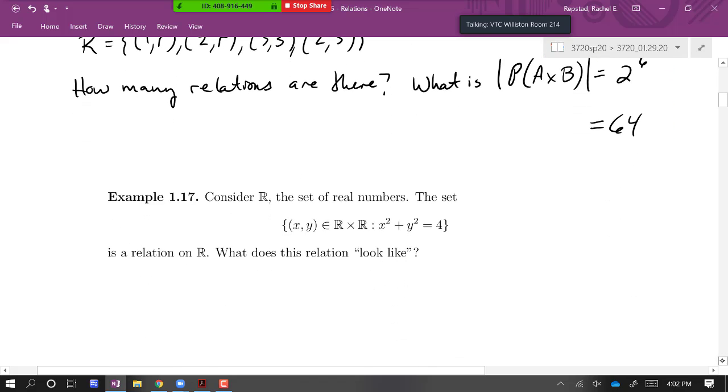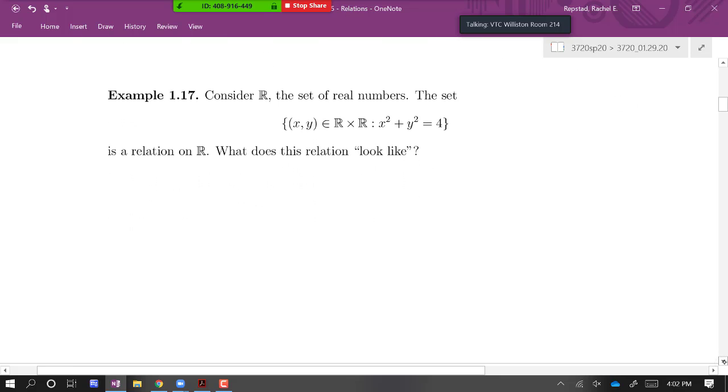The set of real numbers, if I consider this following relation on the real numbers. So I'm just looking at coordinates where the first coordinate and the second coordinate are both real numbers, essentially points in the plane that we know and love. We could define a relation like this. It's going to be the set of all ordered pairs such that x squared plus y squared equals 4. What does that look like?